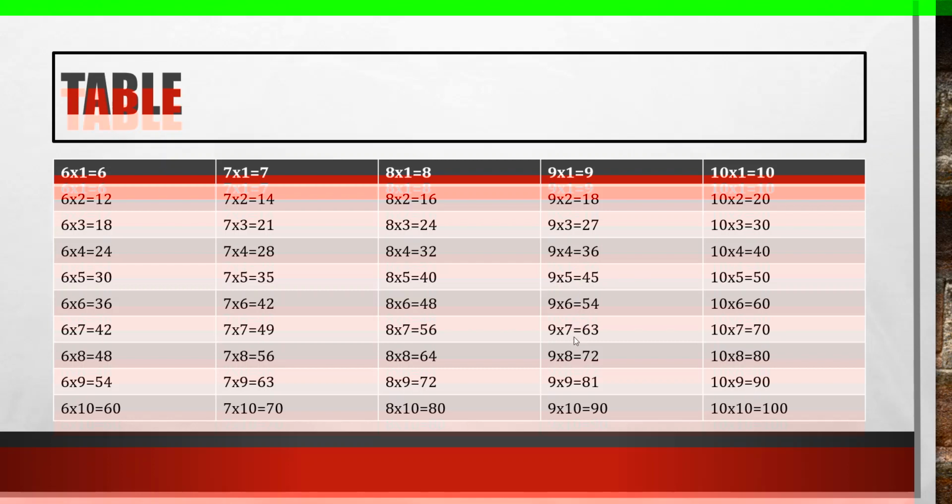9 times 7 is equal to 63. 9 times 8 is equal to 72. 9 times 9 is equal to 81. 9 times 10 is equal to 90.